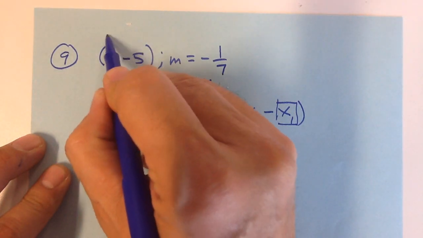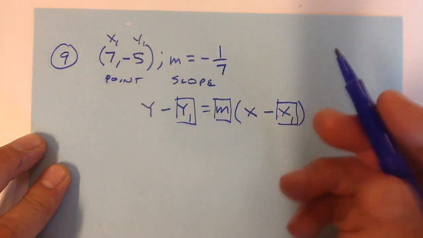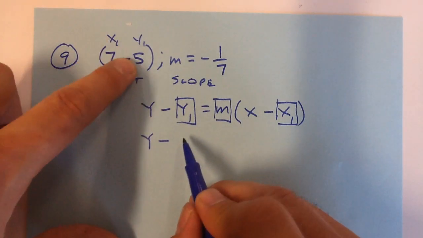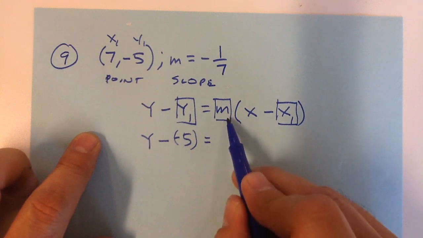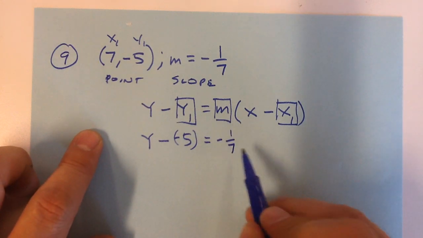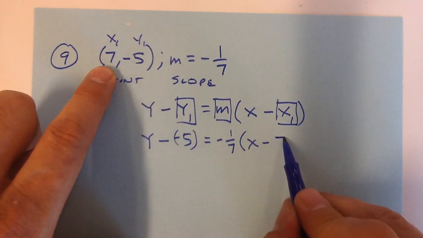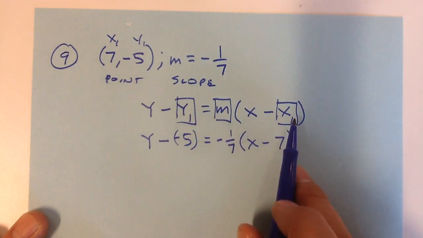This xy pair is going to be x1 and y1. This is the slope. And so what we do is y minus y1, which is the negative 5, equals slope, which is m, which is the negative 1/7, times x minus, and then x1 is the 7. Just plugging in the right information into the right locations.